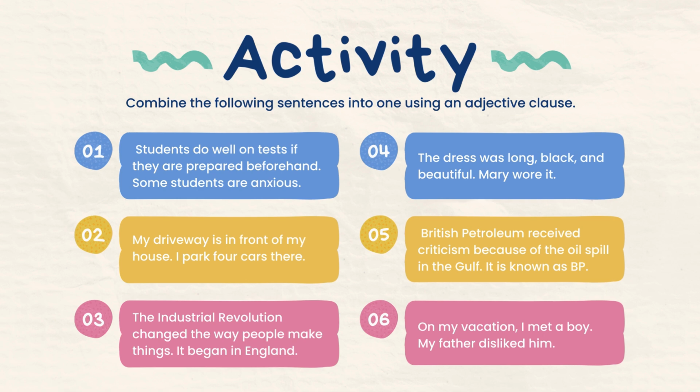And the activity to see if we understood the topic is to combine the following sentences into one using an adjective clause. We have 6 sentences, each one with 2 clauses.